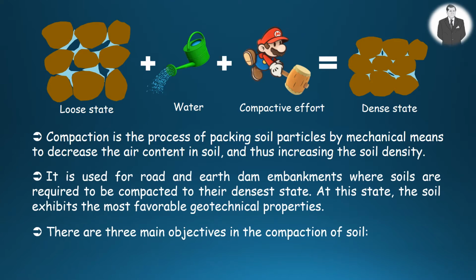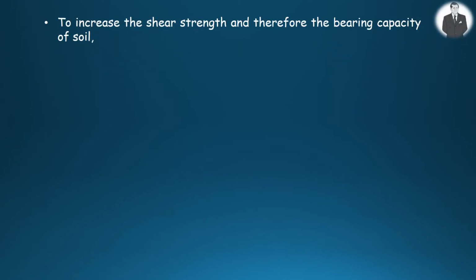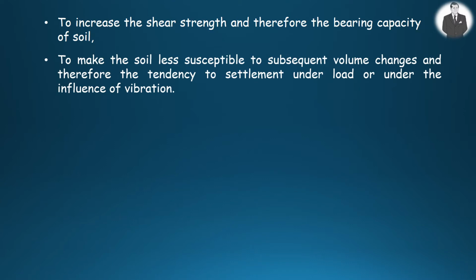There are three main aims in the compaction of soil. The first one is to lessen voids and therefore the permeability of soil. The second aim is to raise the shear strength and thus the bearing capacity of soil. And the third aim is to make the soil less sensitive to volume changes, and therefore the inclination to settlement under load or under the effect of vibration.